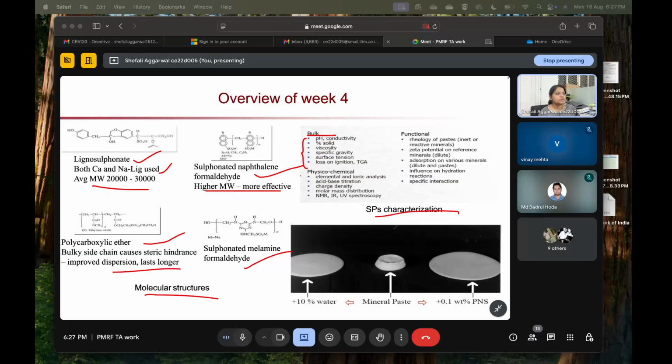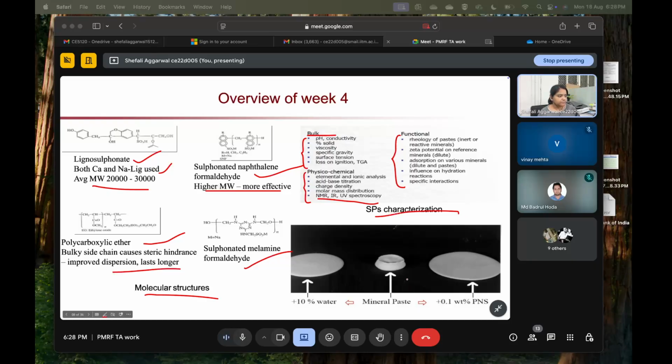If we talk about physiochemical properties of your SP, what are the elemental things in our SP, what is the acid base titration, charge density, molar mass distribution, and it will be done using NMR, IR, or UV spectroscopy. Last is the functional part. If we want to see how they are working in our concrete, what we can check is the rheology of the cement paste, the zeta potential on reference minerals, adsorption on various minerals, influence on hydration reaction, and specific interactions in case of a specific type of chemicals if we are using.